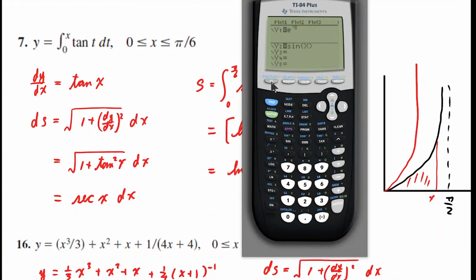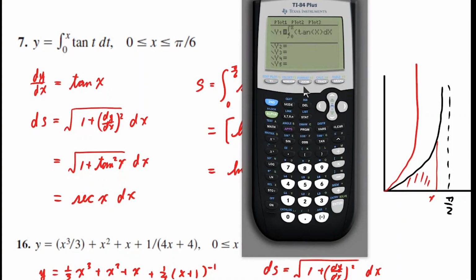So we go here and then clear everything. And then we put math 9, right? And then we go from 0 to x, and then we put tangent x. Yeah, we don't put t, we put x. I think this will work nicely.